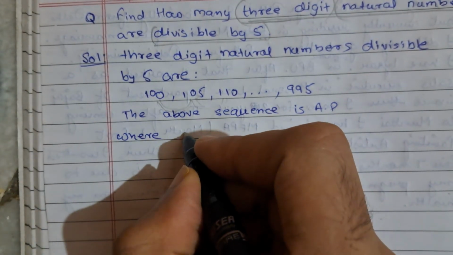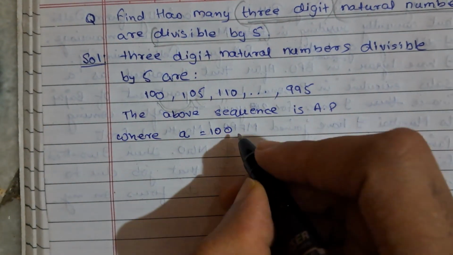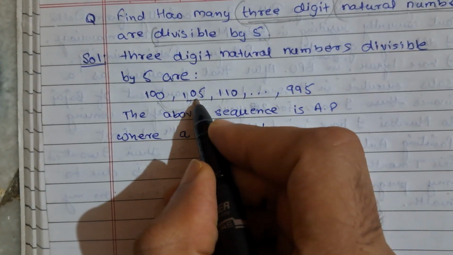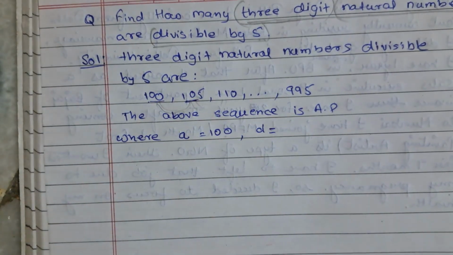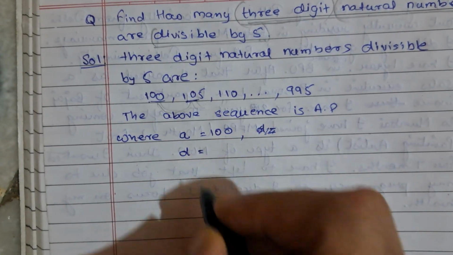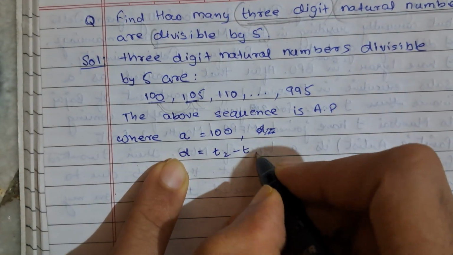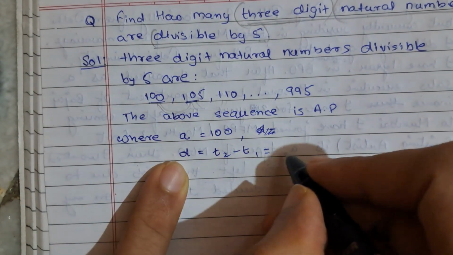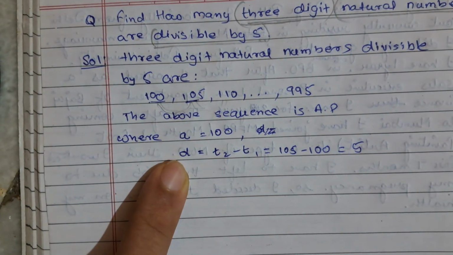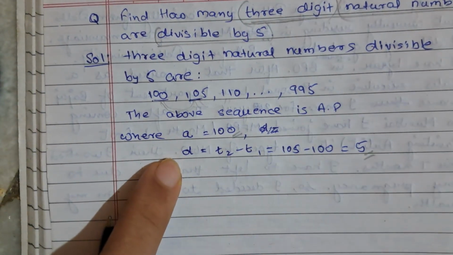who is the first number? We term the first number as A, right? So A is 100. What is the common difference? Common difference means the difference between, let's say, the second number and the first number. So maybe instead of directly writing D, I will just show the examiner how I found this D. So D is nothing else but T2 minus T1, means 105 minus 100. So it is simply 5. Okay, so 100 is the first term, 5 is the common difference.